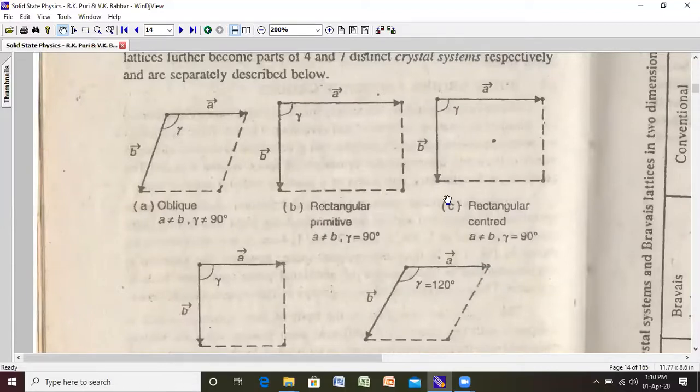And the other type is rectangular centered. Rectangular centered, again the angle is 90 degrees. But the difference between the primitive and centered is that there is a point in the center of this geometry. This is the basic difference. There is no point in the primitive at the center, but in the rectangular centered there is a point at the center as well. Corners पर भी points हैं और center के ऊपर भी point है, जबकि rectangular primitive में बस corners के ऊपर points हैं, center के ऊपर कोई point नहीं है.